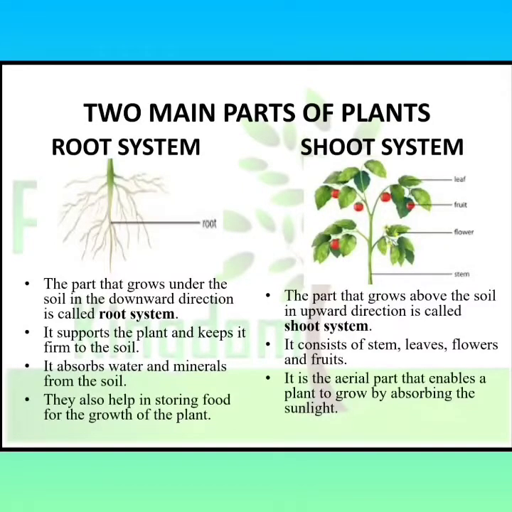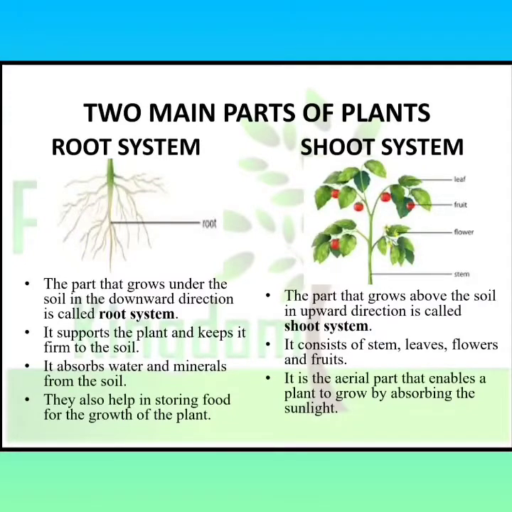First, we will talk about the root system. The part that grows under the soil in the downward direction is called root system. It supports the plant and keeps it firm to the soil. Firm means it holds the plant tightly to the soil. It absorbs water and minerals from the soil so that the leaves can get the water and minerals properly to prepare the food. Next, they also help in storing food for the growth of the plant.